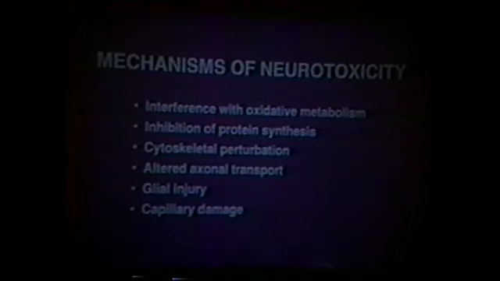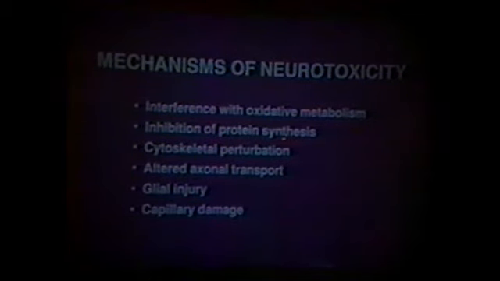Next, please. If we look at the mechanisms of neurotoxicity, in terms of the effect on the neuron, one of the mechanisms is interference with oxidative metabolism, sometimes associated with inhibition of protein synthesis. Sometimes this can occur independently. These are two very important processes in the normal maintenance of the nerve cell, and clearly interference with those will produce injury.